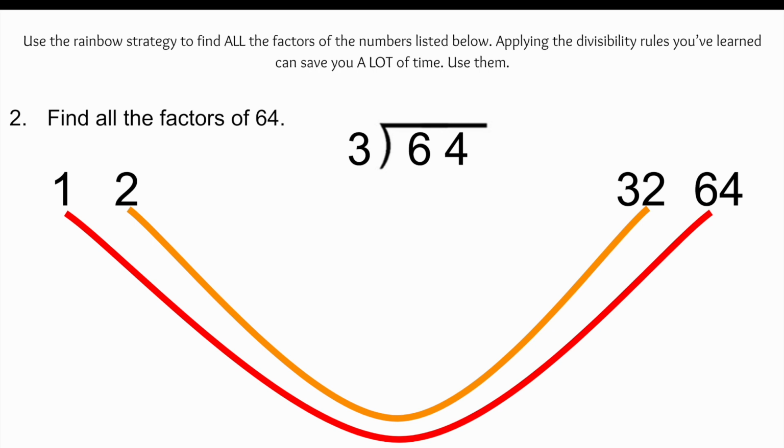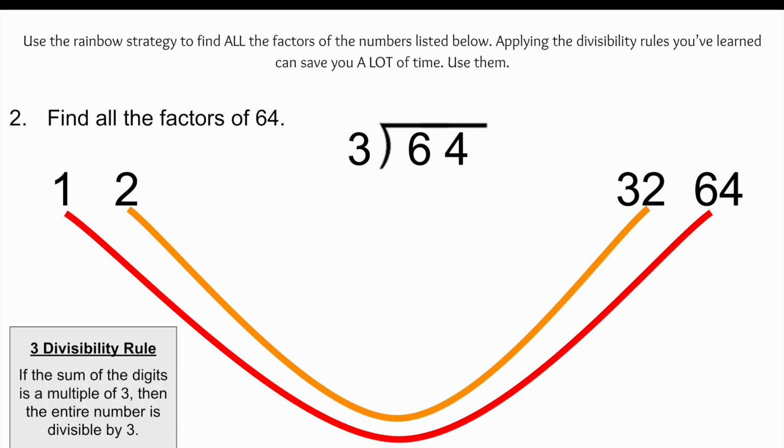But this is when knowing the divisibility rules can save you a lot of time, because you can check the divisibility rule first. So let's review that together. The divisibility rule for 3 is that if the sum of the digits in the number is a multiple of 3, then the entire number is divisible by 3.